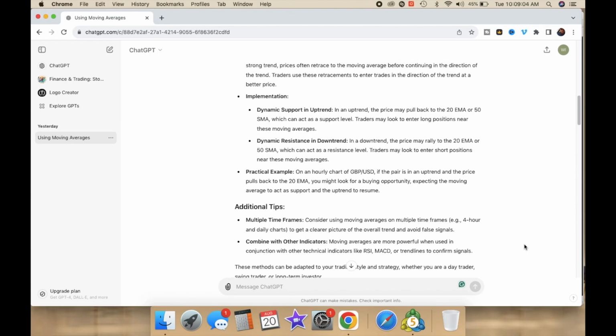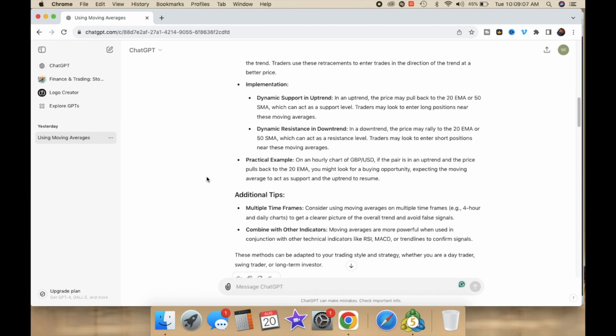So chat actually gave some additional tips on how to use moving averages outside of the three main ways, so I'm gonna go over that. I'm gonna scroll down to where it says additional tips. Multiple time frames: consider using moving averages on multiple time frames, such as 4-hour and daily charts, to get a clearer picture of the overall trend and avoid false signals. That pretty much goes back to the first example, which is using it to find a trend. You'll just want to use it on a longer time frame.